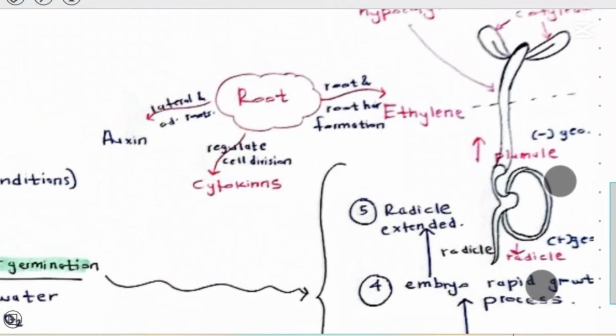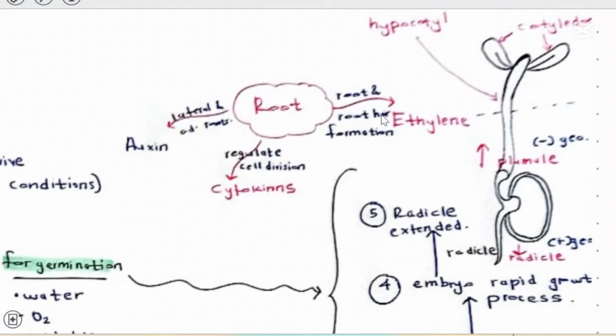Now that we are speaking about the root and everything, you can also remember this part. So this is also related to the hormones. When you speak about root, there are three main factors you have to remember in relation to hormones. First, promoting the formation of lateral and adventitious roots, that's done by auxin. Then regulating cell division in roots by cytokinins. And then root and root hair formation, that is done by ethylene. So three hormones, that's how you can relate it with this process as well.